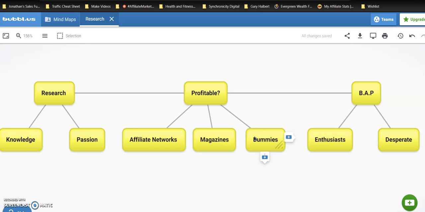So if you've chosen your market and it passes the profitable test, then we can go ahead and move on to step number 3, which is the BAT method. Now, if you've done this and your market isn't profitable, no worries, just go back to step 1, where you list your passions and your knowledge, and just try to find something else, another market that's in your passions and your knowledge.